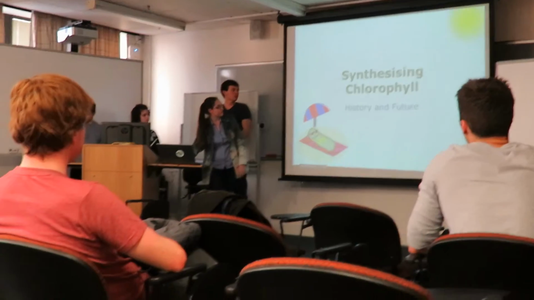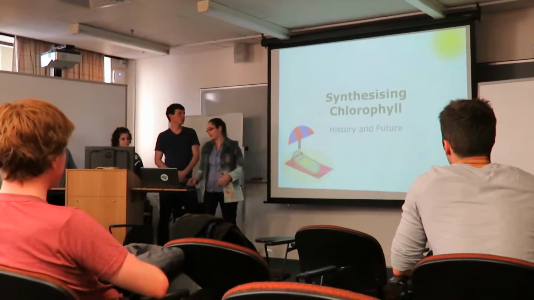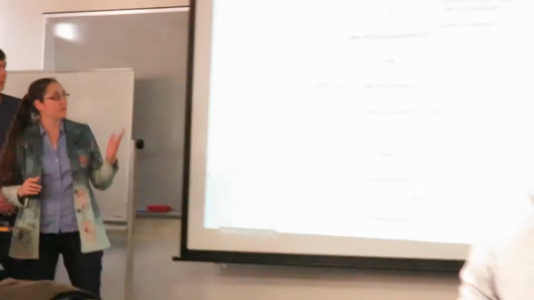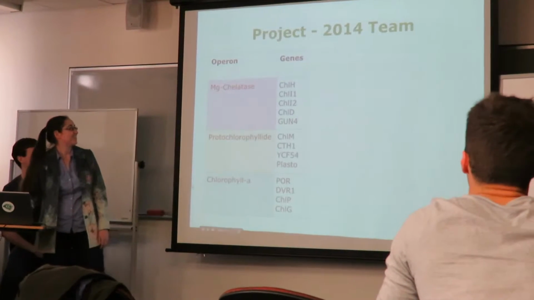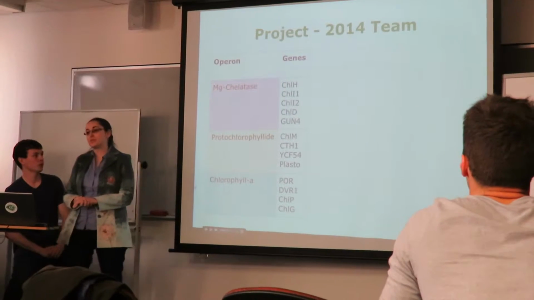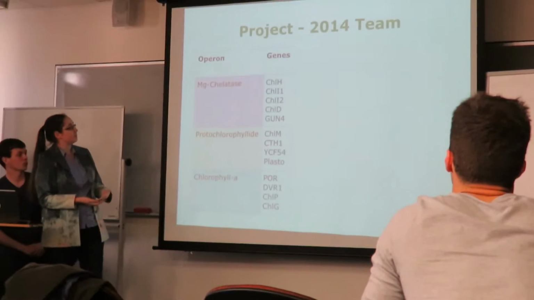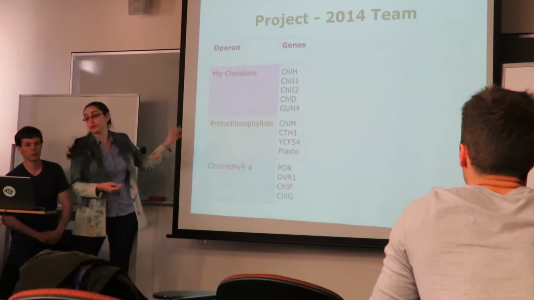Okay, so I had to talk about sort of the history of our project because it's ongoing, and we want to take it. So this is the same diagram that James showed us. So these 13 genes, we've organised them into 3 operons. So this is to aid the functionality because they work in groups.